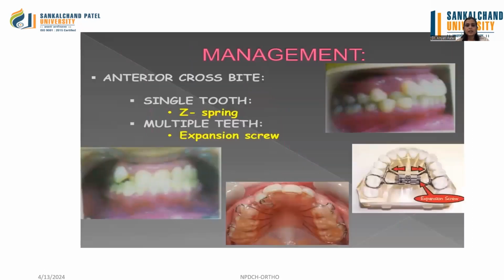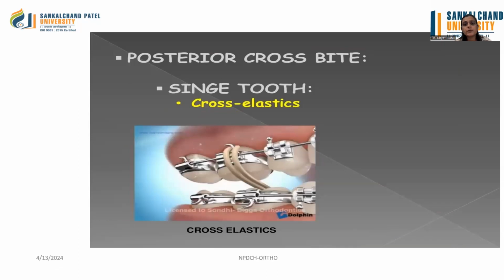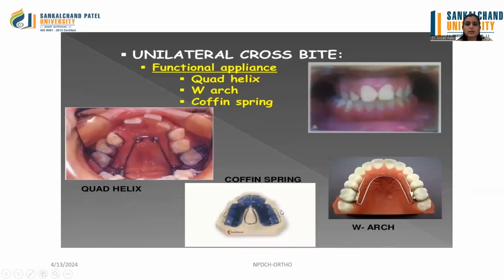So how can we manage the crossbite? Anterior crossbite, if the patient comes to us in the growing age, we can use a tongue spring. In multiple teeth, we can use an expansion screw, which is a removable one, if the patient comes to us in the growing age. Now, posterior crossbite, if there is a single tooth, we can use a cross elastic. You can see in this figure, we have engaged the elastic from the buccal hook to the lingual button.